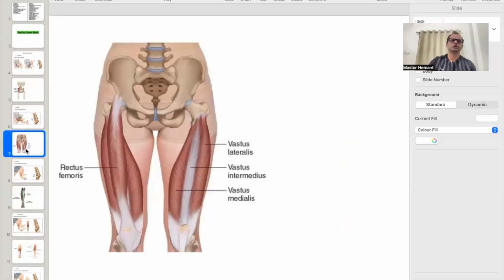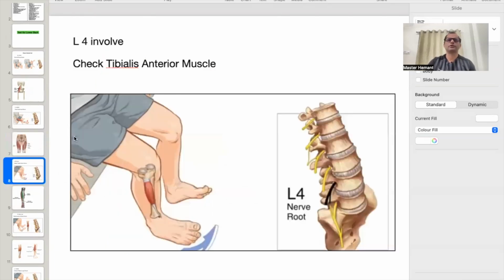Let's move on. So this is the quadriceps muscle. We can see the 4 muscles here: rectus femoris, vastus lateralis, intermedius, and medialis. Let's move to the lumbar 4 nerve root compression.